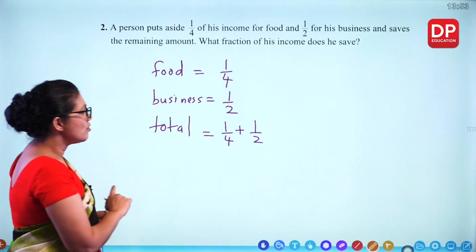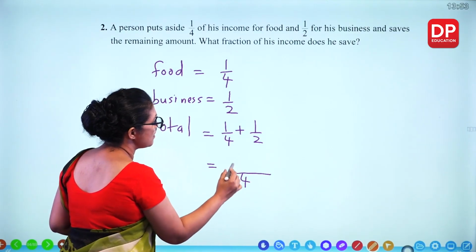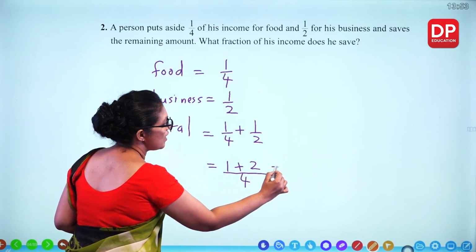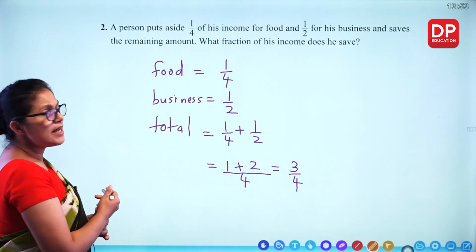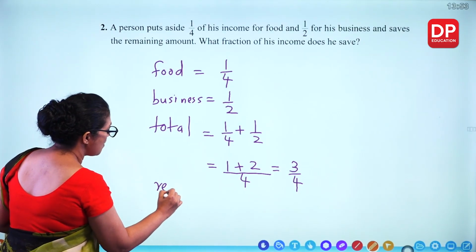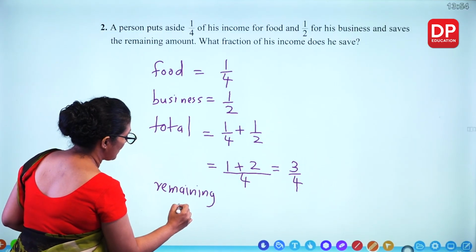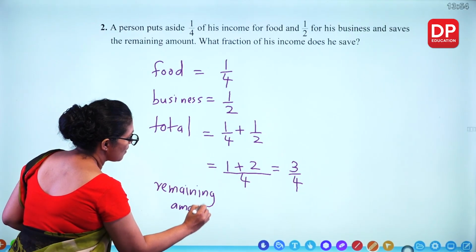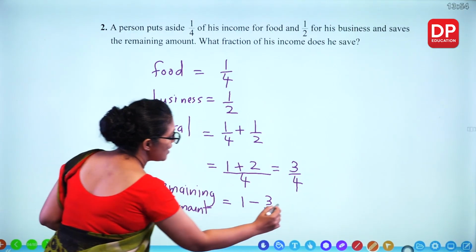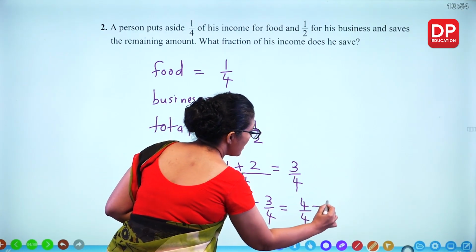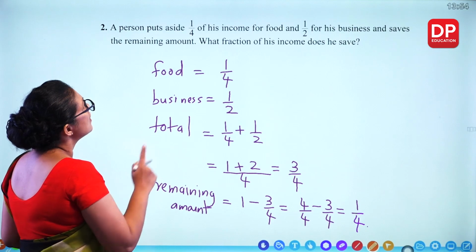When you are doing addition, you have to convert to the lowest common multiple. So 4 is the lowest common multiple. 1 plus 2, that's 3/4. So what's the remaining fraction? Remaining amount is 1 minus 3/4, or you can write as 4 over 4 minus 3/4. So 1/4 he saved.